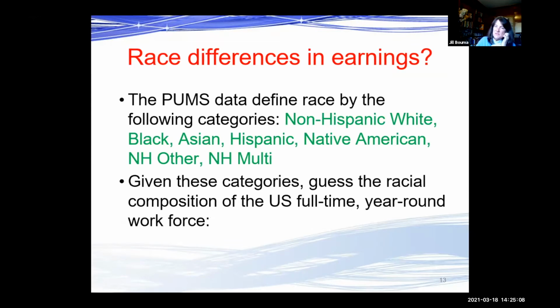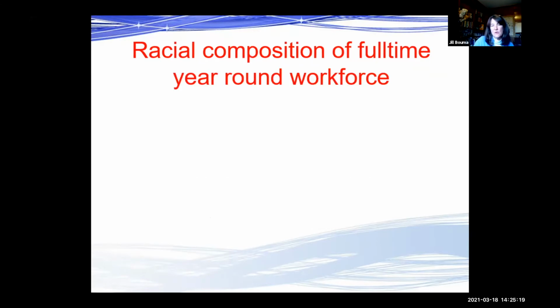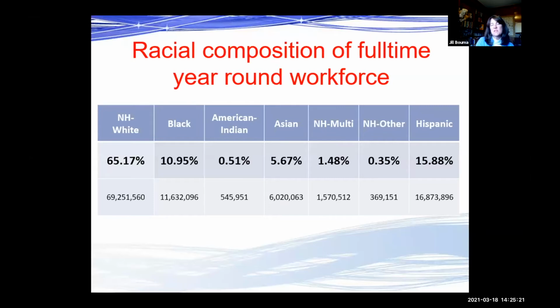Guess the racial composition of the US full-time year-round workforce. These are always astonishing to me, how students first guess. When I've taught racial composition of the US, it reflects where they come from. So here it is. What we see is about 65% of the full-time year-round workforce is white, and you can see down about 11% African-American.